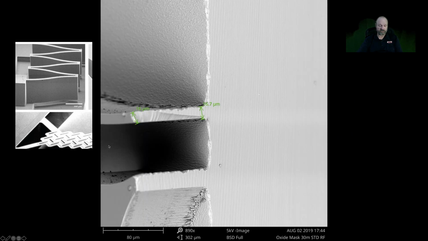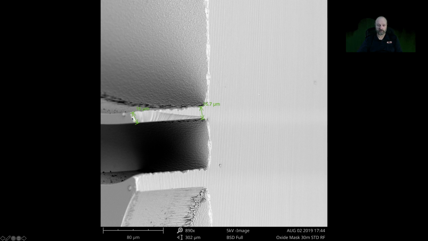So here's a close-up of it. Okay, you can see we've got about a 16 micron width, okay, at the top, and 16.7 micron at the bottom, which is really good. And the depth here is roughly 80 microns or so.